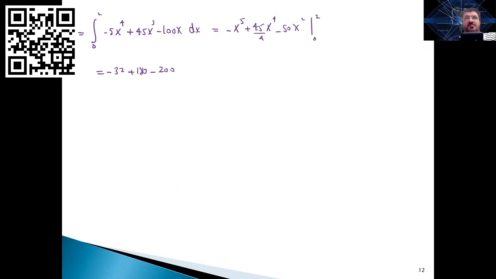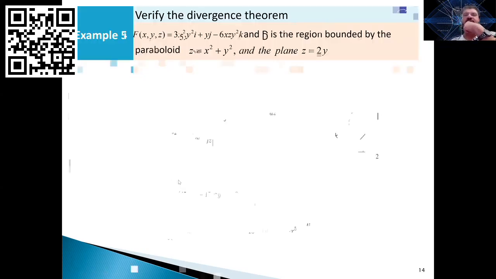So what do we get here? 180 minus 200 minus 32 is minus 52. This is, guys, the flux. I hope the numbers are correct. Okay, now let's go to this part.